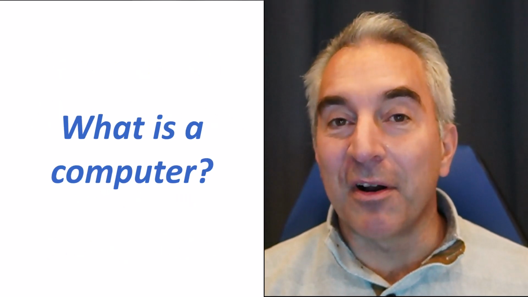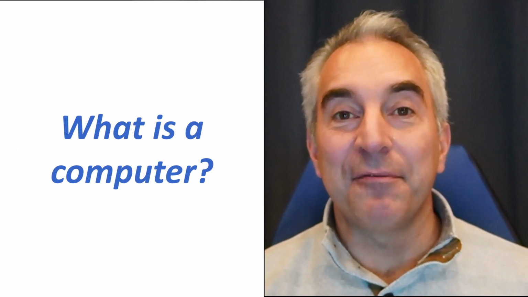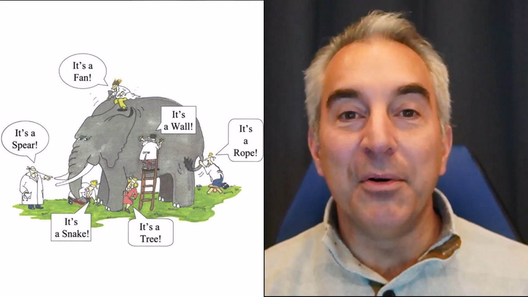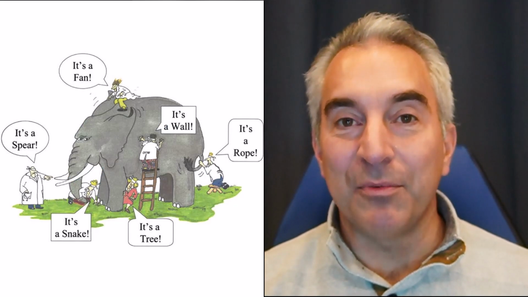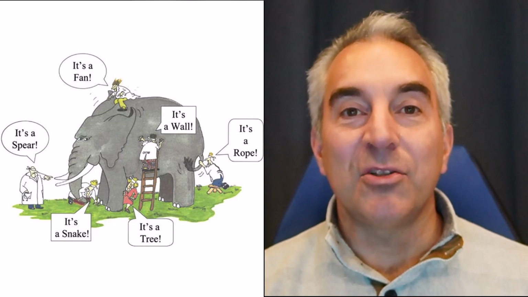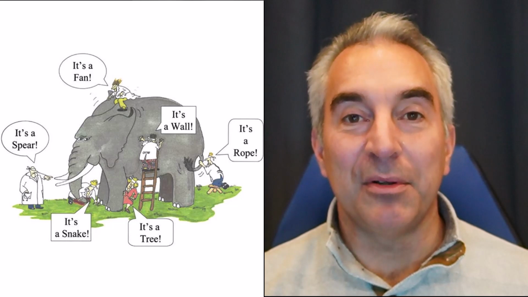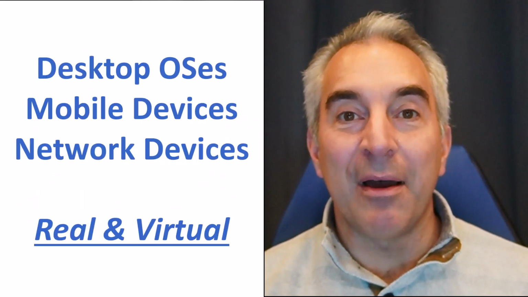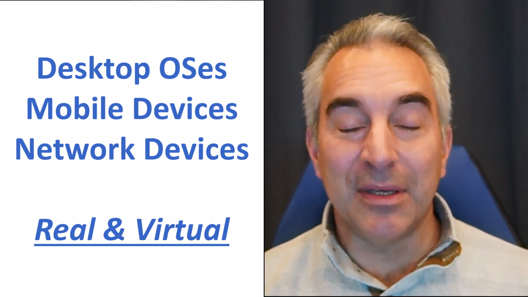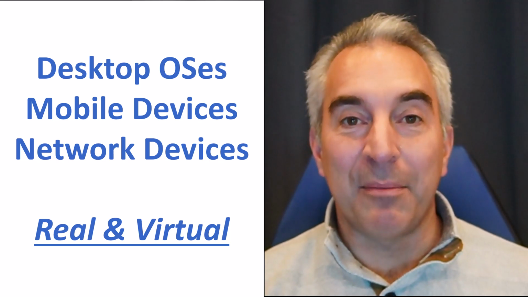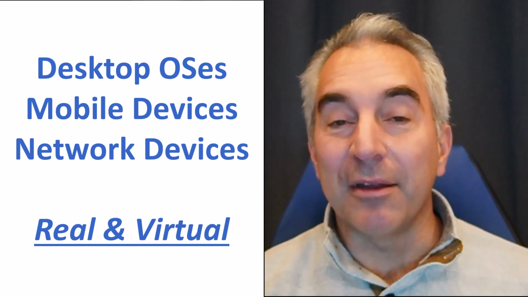First of all, let's talk about what is a computer. Yes, it's 2023, but this is actually a fairly difficult question. Most of the time, you have different ways of looking at what's connected to the network, lots of ways to see what's out there. It's hard to say what is a specific computer or not. Most of the time when we're talking about counting things that can be hacked or need to be hardened, you're talking about desktop operating systems, mobile devices, and network devices, both real and virtual.